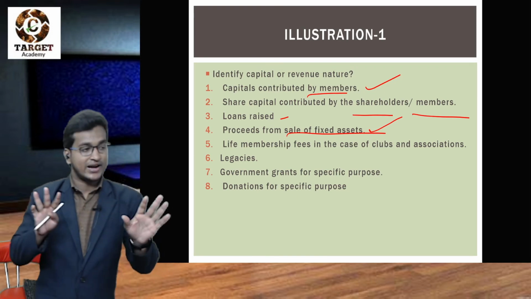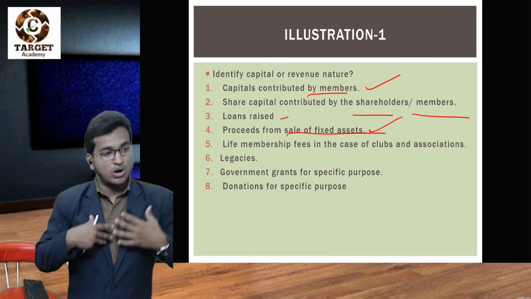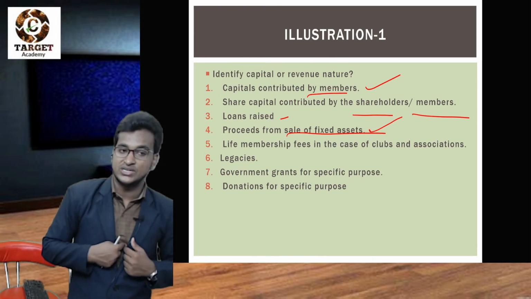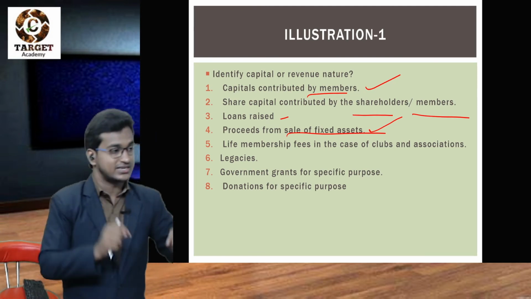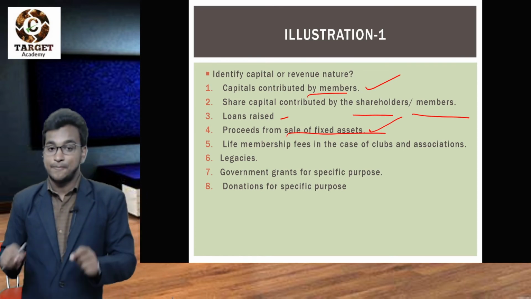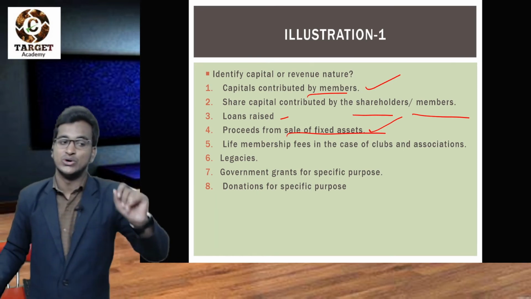In fact, if I sold goods, that is a revenue receipt. But I am selling my building. I am selling my asset, a fixed asset. That is a capital receipt, not a revenue receipt.